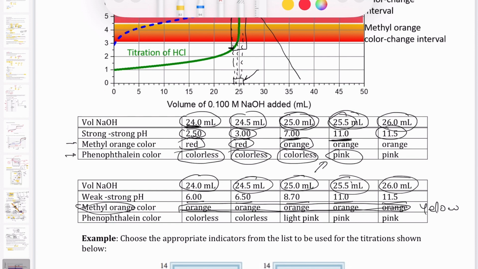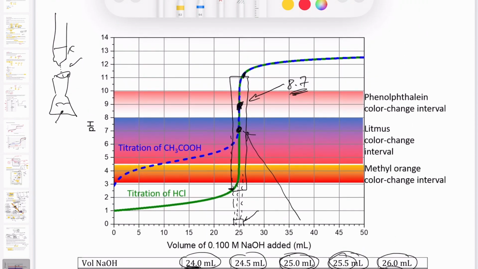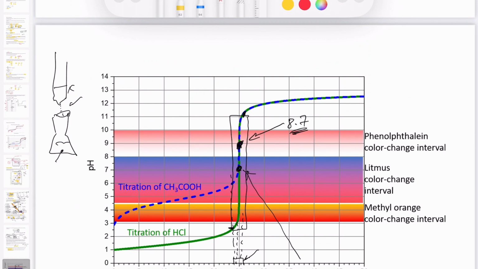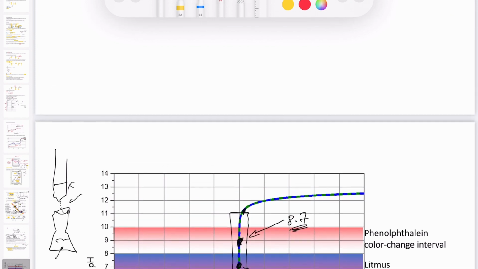What about if we use phenolphthalein? The color at 6 and 6.5 would be colorless. The color at 8.7 would be light pink, and then at higher pHs, it will be pink. So for this titration, phenolphthalein is a good indicator, but not methyl orange. So what this tells you is that with strong titration, you have a wider choice of indicator that you can use. Whereas with a weak strong titration, you have to be a lot more specific to that equivalence point pH.